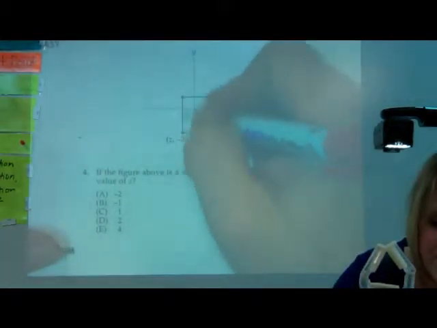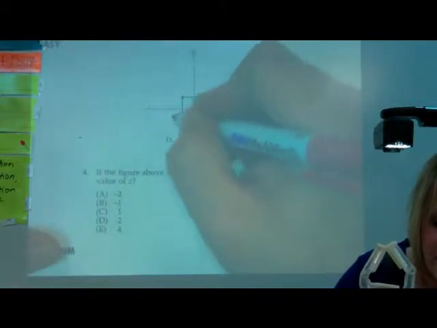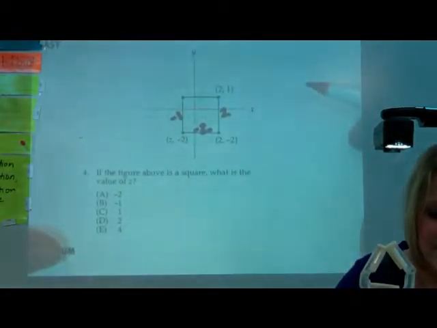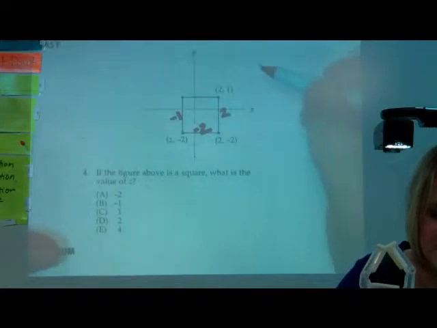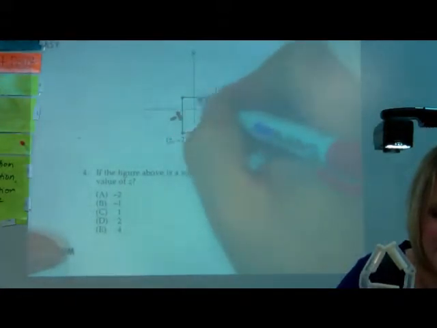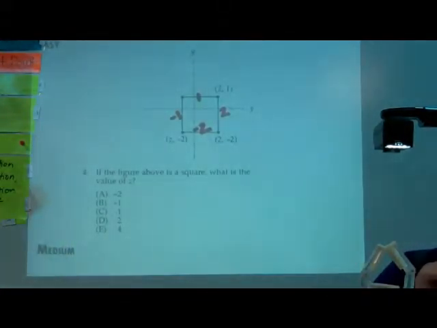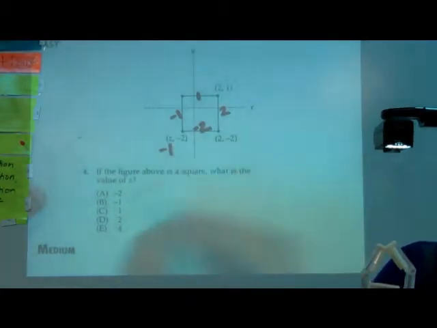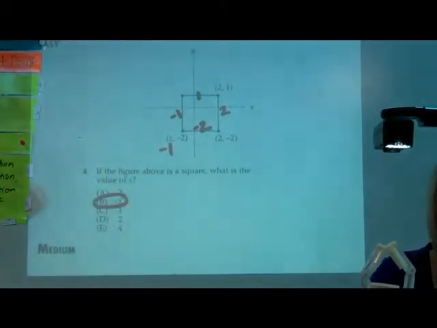So these 2 points are lining up with negative 1 on the x-axis. And these 2 points are lining up with positive 1 on the x-axis. So this should be negative 1. Did y'all get that? You can kind of tell just by looking.